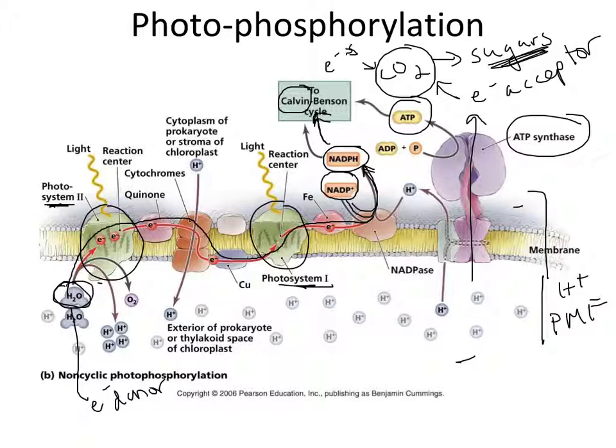Because light is involved in this process, it's referred to as photophosphorylation and not oxidative phosphorylation. The energy source in this case is light and not the oxidation of high energy compounds.